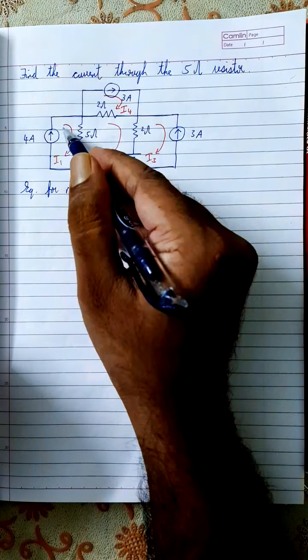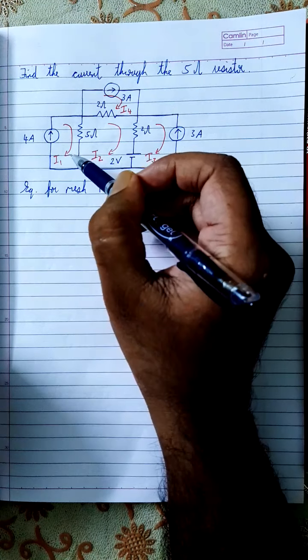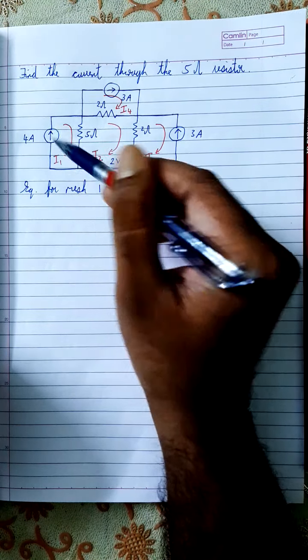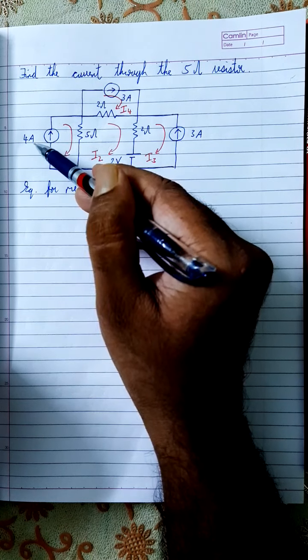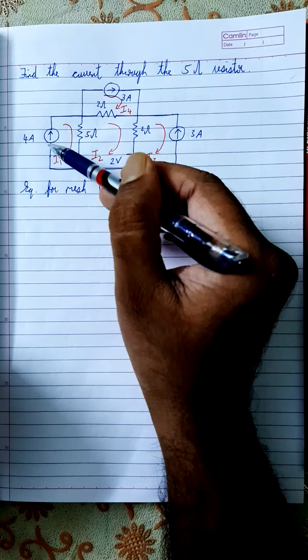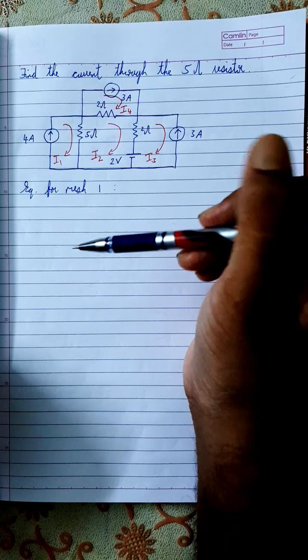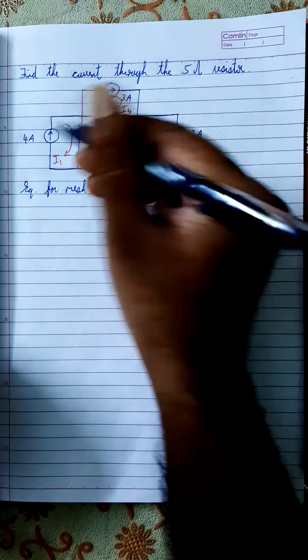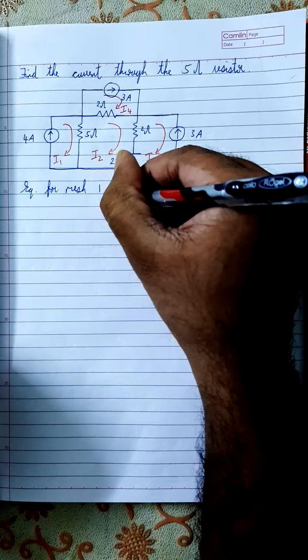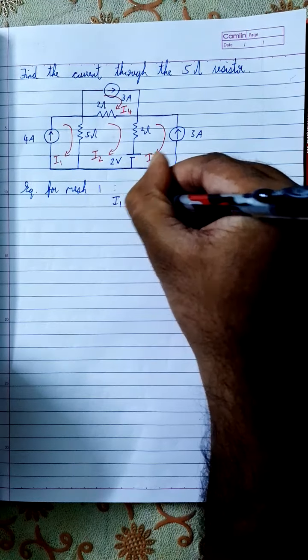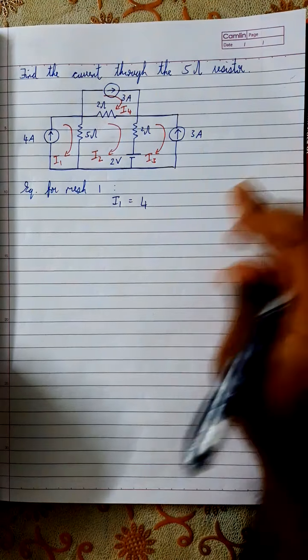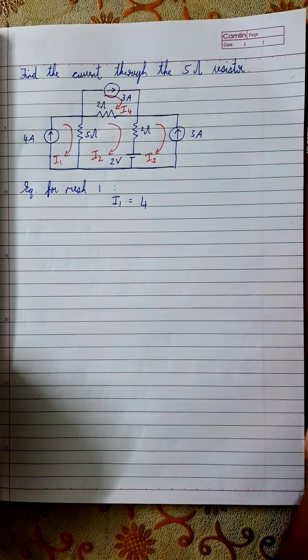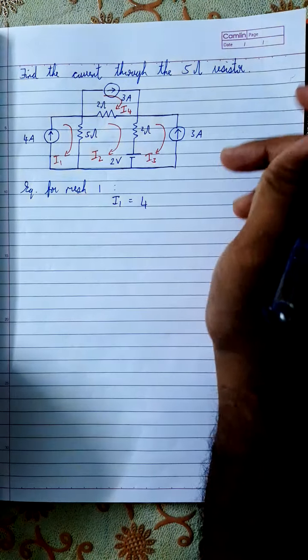So here this is mesh 1, and we know that the current across this branch is I1, but in that same branch there is a 4 ampere current source, which means the current through that branch is 4 amperes. So I1 is equal to 4. Therefore the equation for mesh 1 is very easy. It is nothing but I1 is equal to 4. This is the equation for mesh 1. That's all. Now let me write the equation for mesh 2.